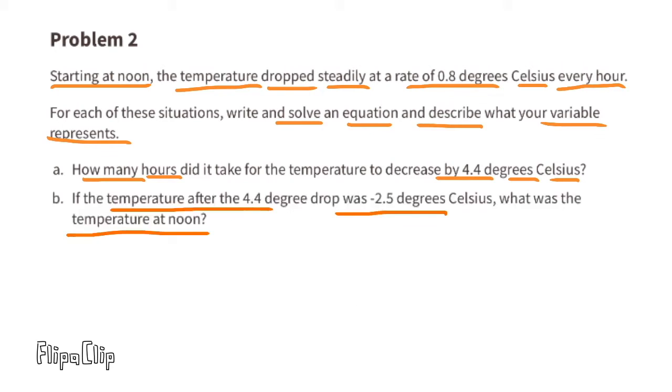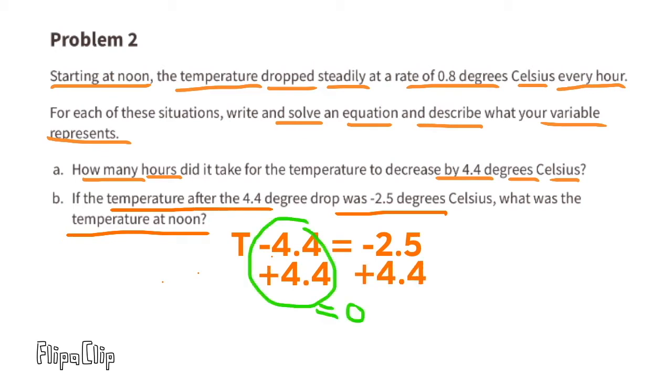B. If the temperature after the 4.4 degree drop was -2.5 degrees Celsius, what was the temperature at noon? We can write an equation to represent this. Let's write T for the temperature at noon, minus 4.4 degrees Celsius equals -2.5 degrees Celsius. To get the t by itself, we need to add 4.4 to both sides. That gives us the t all by itself on the left-hand side and 1.9 on the right-hand side. At noon, the temperature must have been 1.9 degrees Celsius.